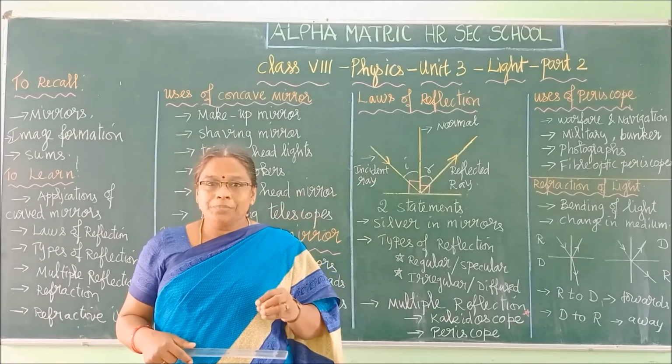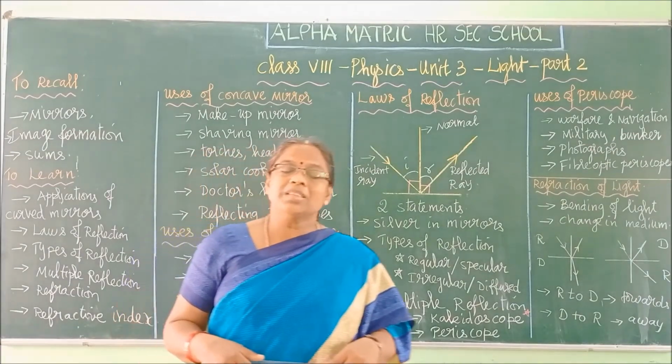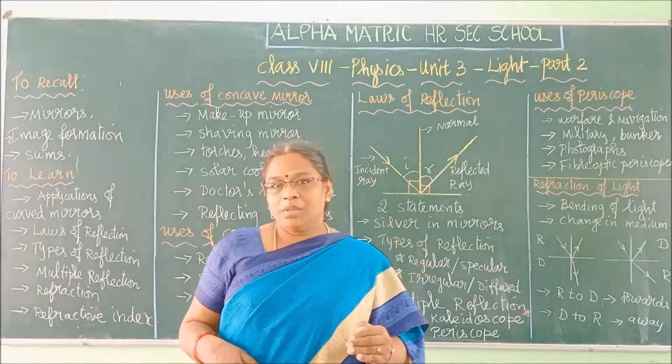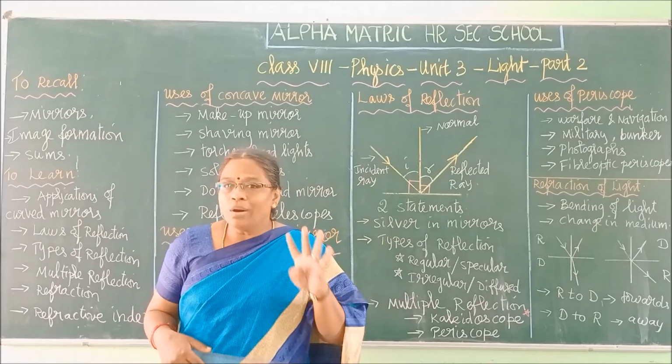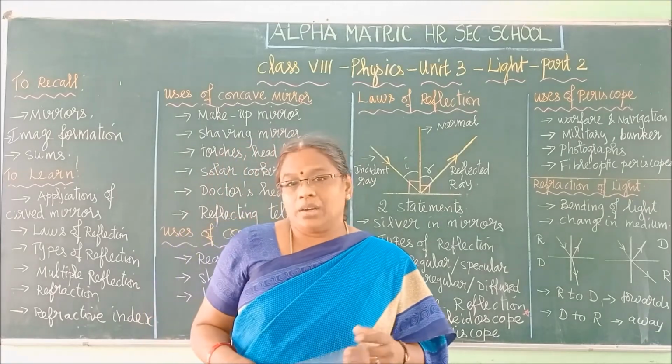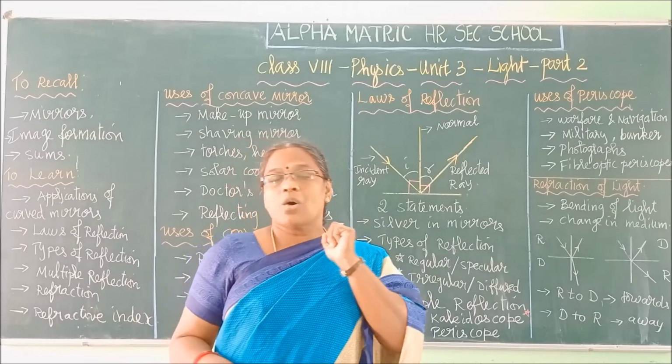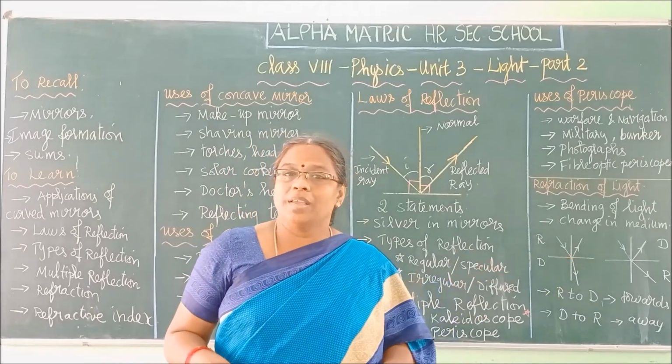360 degrees by theta. Theta here means 90 degrees, right? So 360 by 90. What is the answer? 4 will come. Minus 1, right? 4 minus 1 will give you 3. So that is why we have got 3 images there.